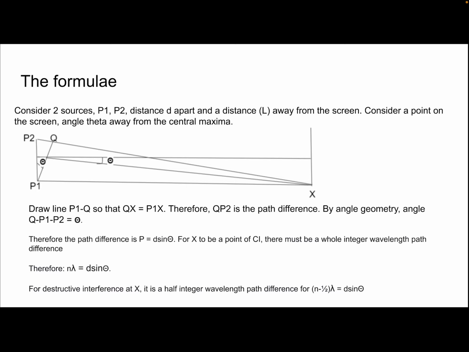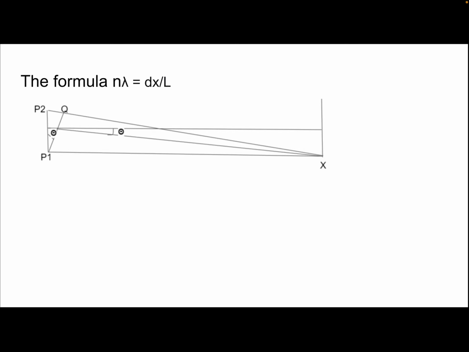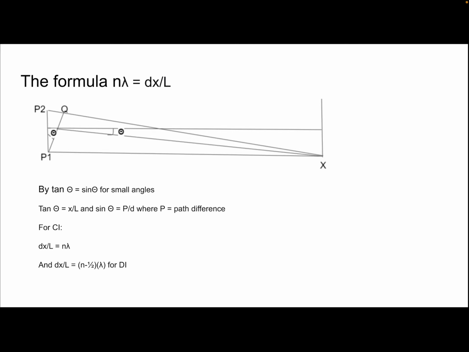Right, so that's where the formula comes from. And the second formula is n lambda equals dx over L. So we're going to go back to the same image we just had before. In this case, we're going to make an assumption that tan theta is equal to sine theta for very small angles. When theta is very small, then tan theta is approximately equal to sine theta, which can be a decent approximation for small angles, basically.